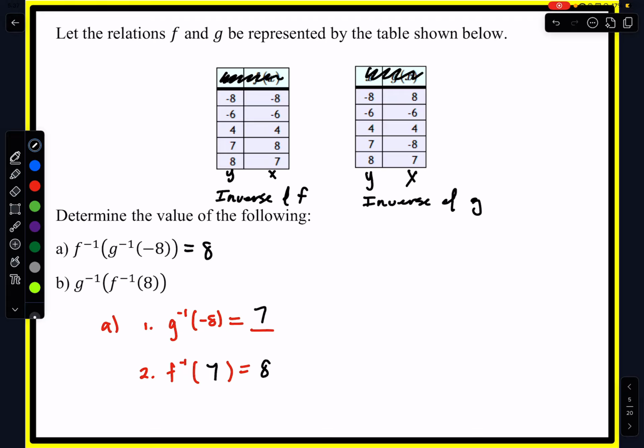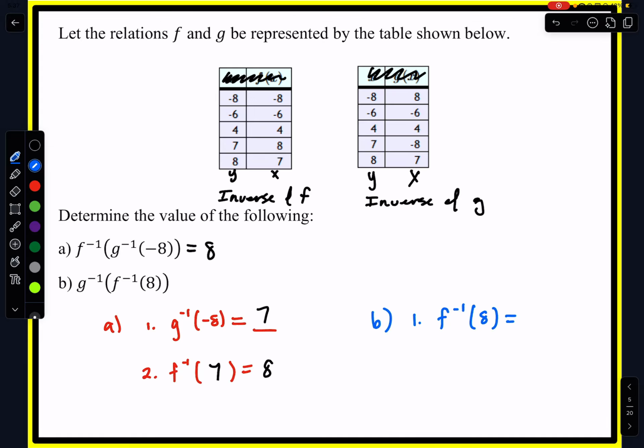And we want to do essentially the same thing in part B. The only difference is that the composition is opposite, because now we're doing g inverse of f inverse. Step one would be to get the inverse of f at 8. So let's look at the table for the inverse of f, which is this one right here. We're going to input the 8. So that means that the x value will be 8, and we see that the y value is 7.